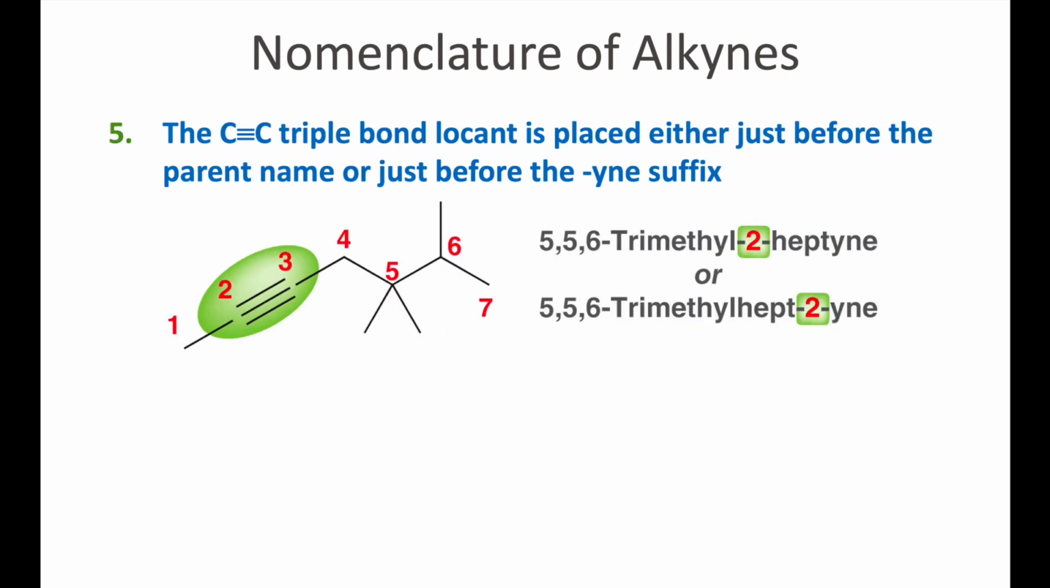Alright, so having all that, let's put the name together. Notice that we have substituents here at carbon 5 and carbon 6. They are all methyls. So we will say 5,5,6-trimethyl, because there's 3 methyl, 2-heptyne. Okay, so that's the first way where you put the locant of the triple bond 2 in front of the entire parent name. Or this other way is you put that locant number 2 in front of just the yne. So it would be 5,5,6-trimethylhept-2-yne.